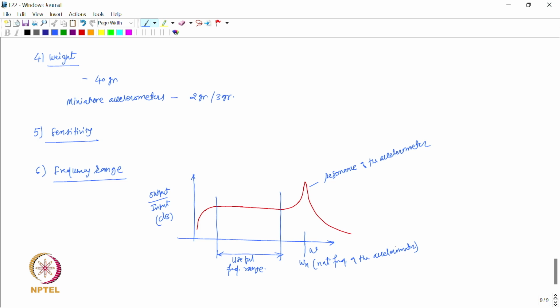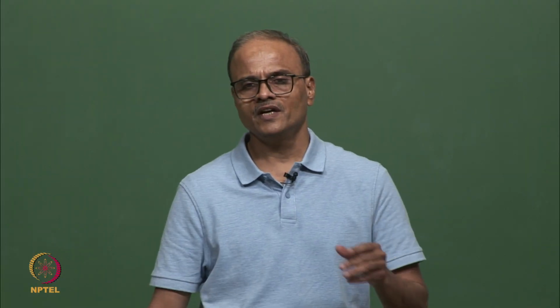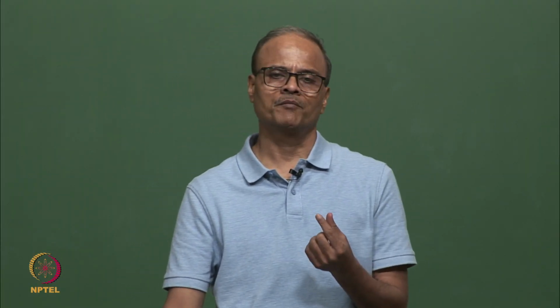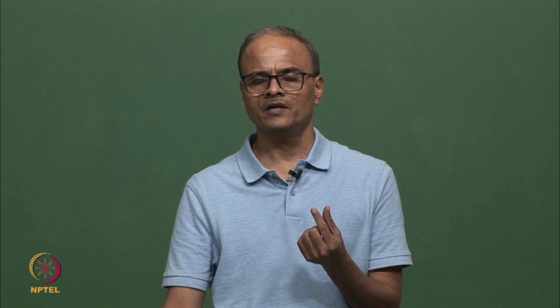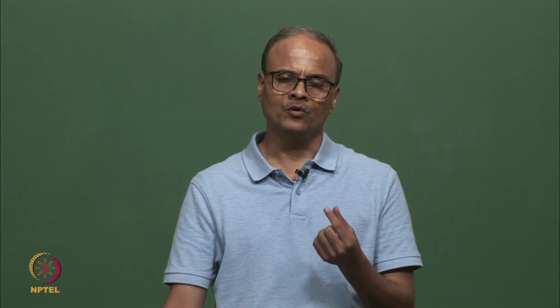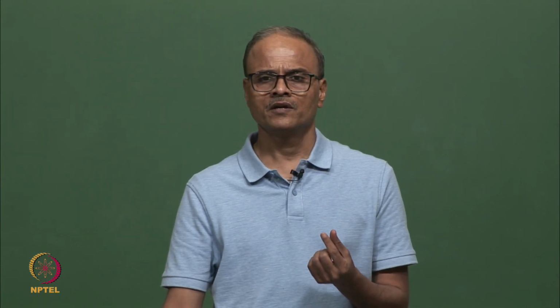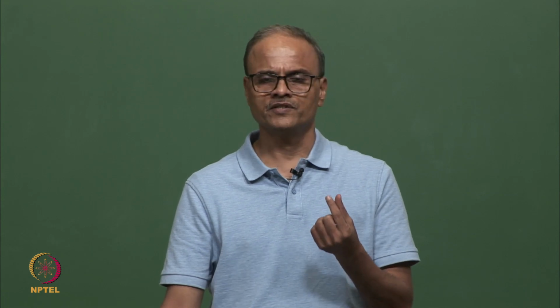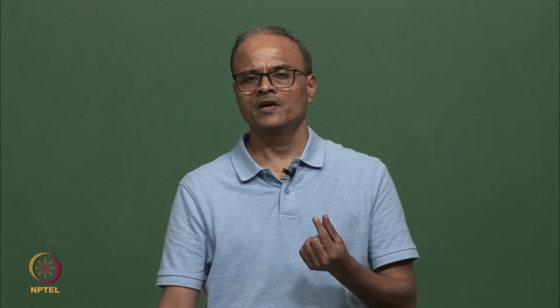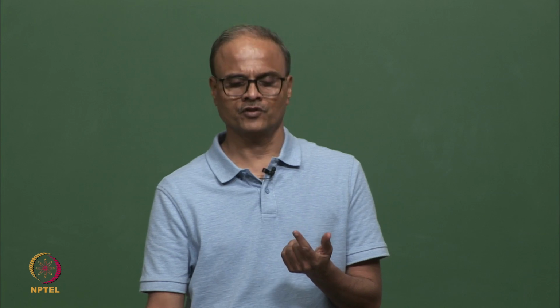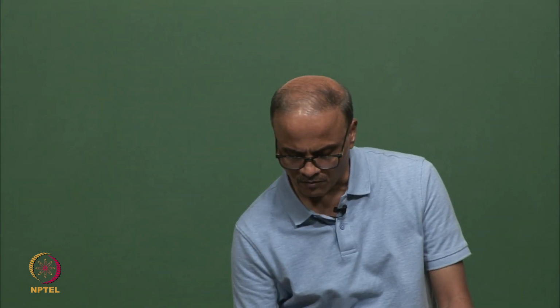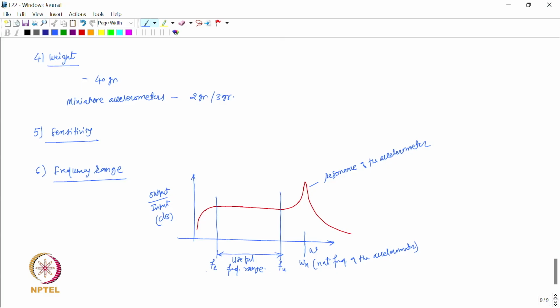So, therefore, the upper cutoff of the frequency range, let us call it FU, is basically limited by the natural frequency of the accelerometer. It is also seen that the accelerometer cannot be used for measuring static excitation, or excitation with very low frequency. That determines the lower cutoff frequency of the accelerometer.